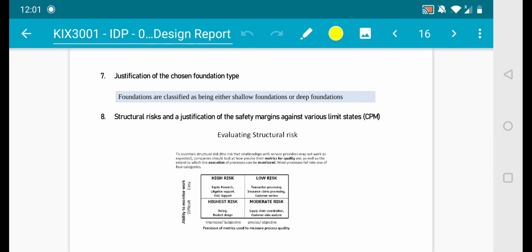Item number 7, justification of the chosen foundation type. The client or your boss should know why you choose this type of foundation, and you know that foundations are classified in just 2 groups, which is the shallow foundation and deep foundation. You should give a very good justification of why you choose the type of foundation for your structure. Number 8, more to CPM, is on structure risk and a justification of the safety margins against various limit states. So in the end, you come up with this risk table.